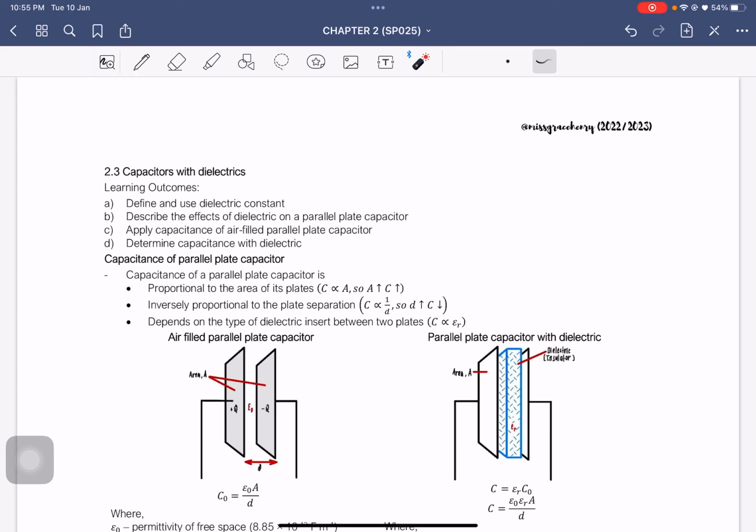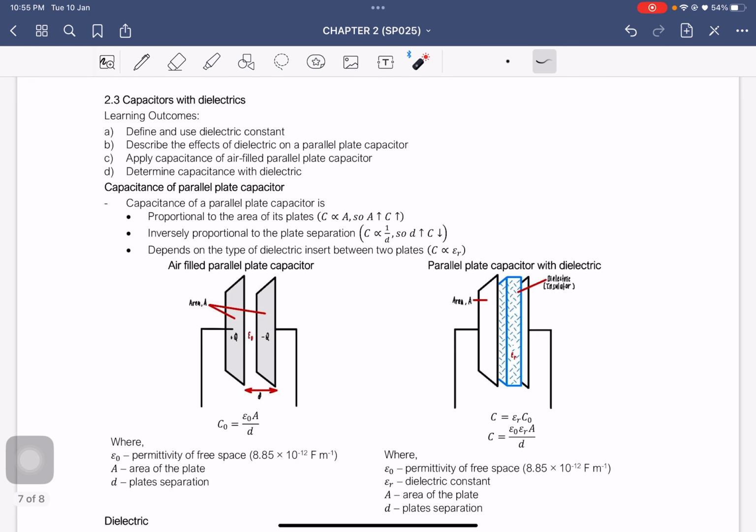Alright, last subtopic, which is on capacitors with dielectrics. So in this subtopic, you have to be able to define and use dielectric constant, describe the effect of dielectric on the parallel plate capacitor, apply capacitance of air-filled parallel plate capacitor, and lastly, determine capacitance with dielectric.